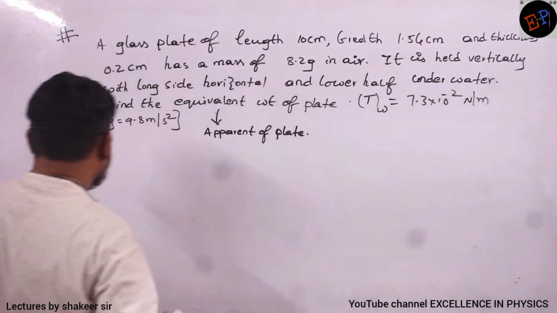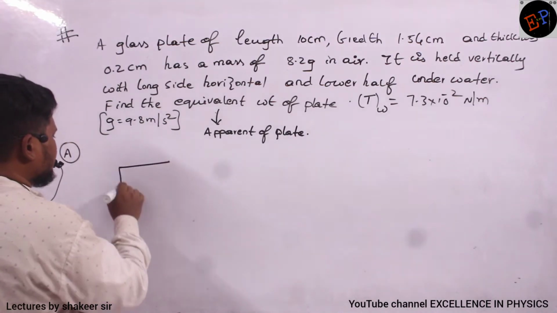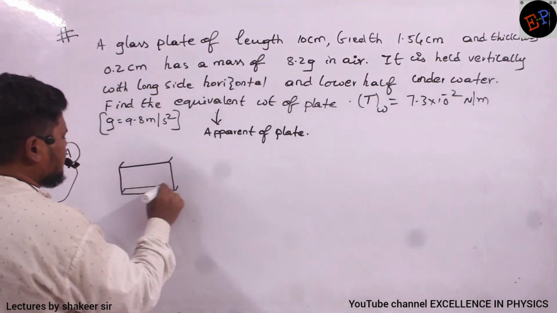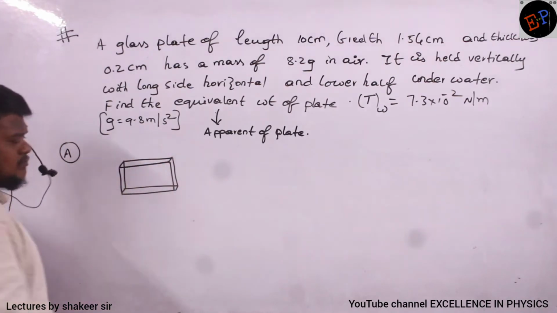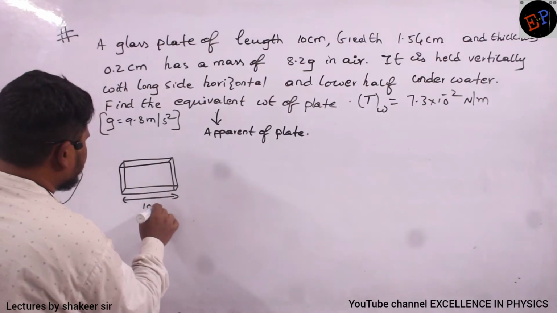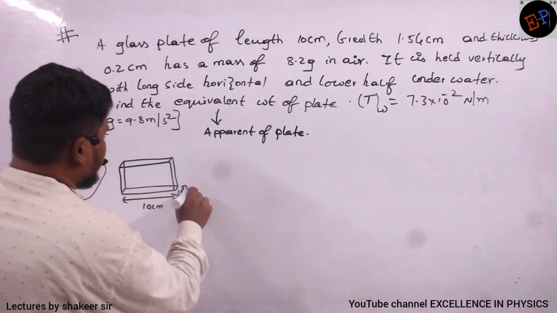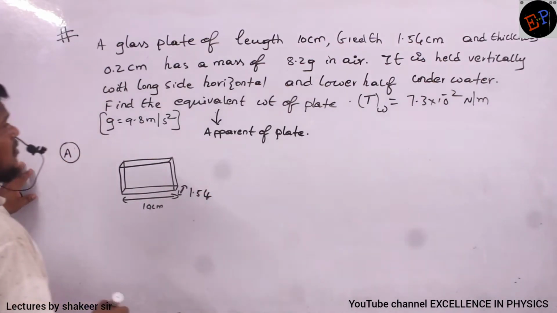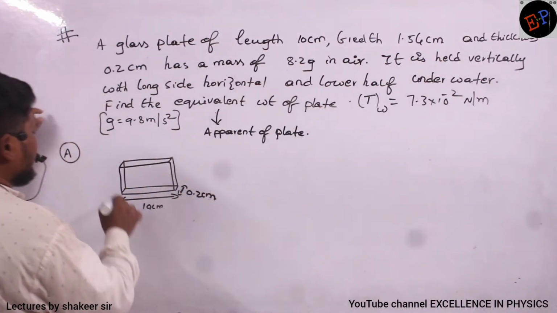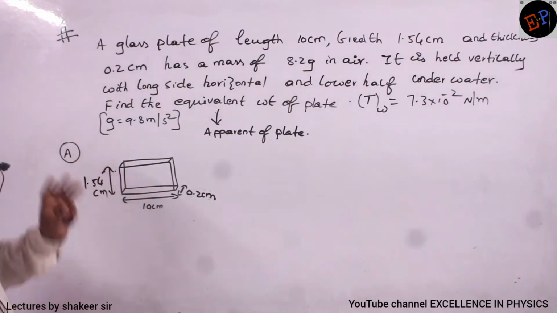Sima, first of all, let us draw this plate. So this is a plate. The plate has some thickness also, no? So the plate is just like a cuboid. What is the length of this plate? The length of this plate is 10 centimeter. The breadth is 1.54, and this is the thickness. The thickness is 0.2 centimeter. And the breadth of this plate is 1.54 centimeter. So this is the given plate.